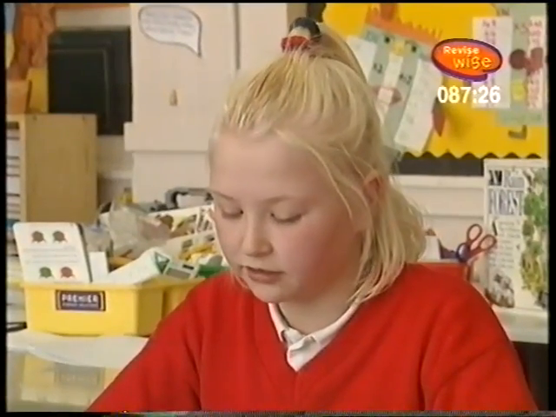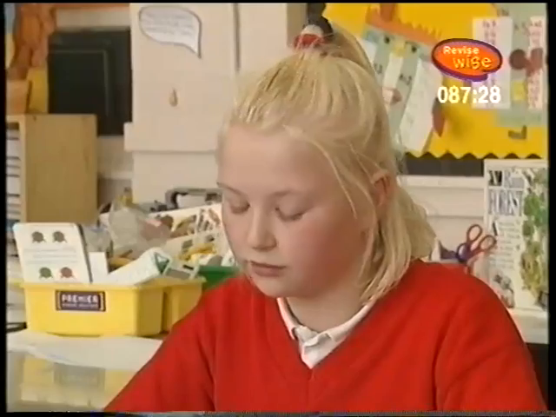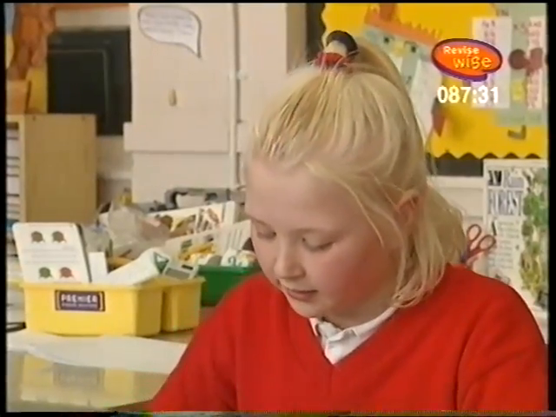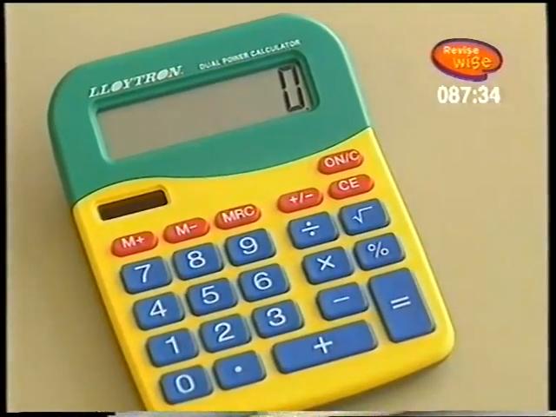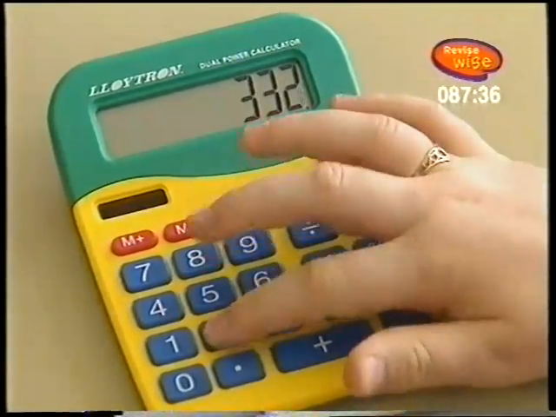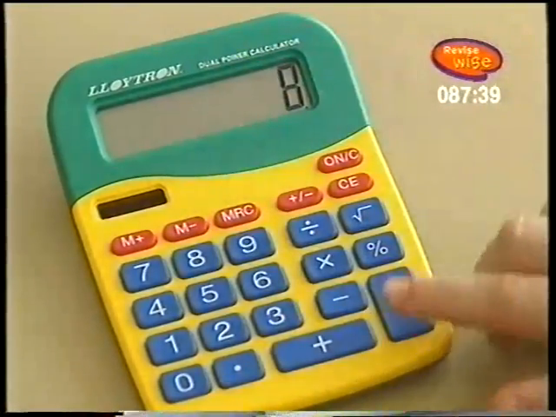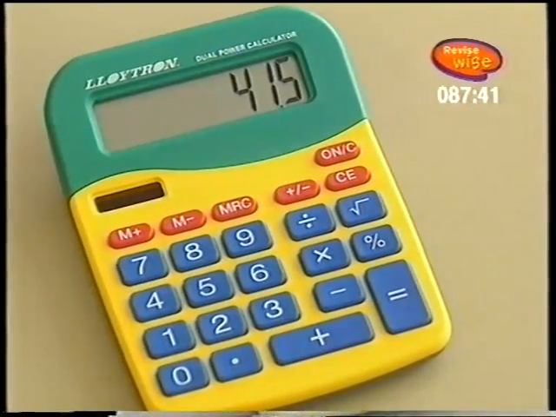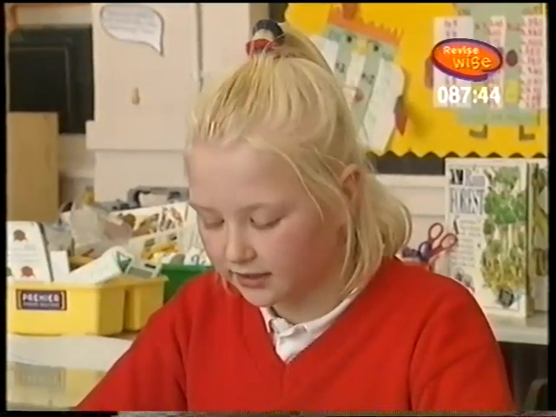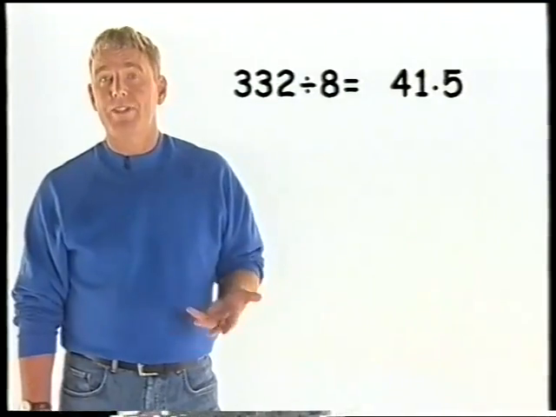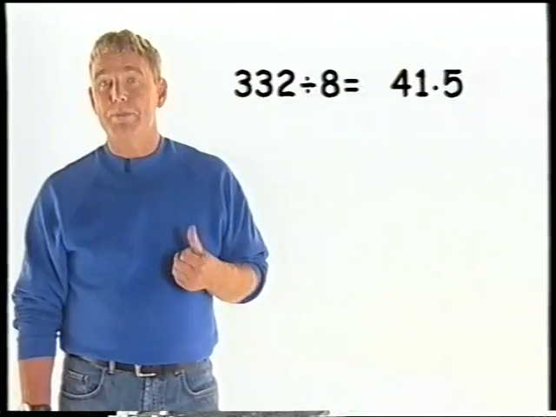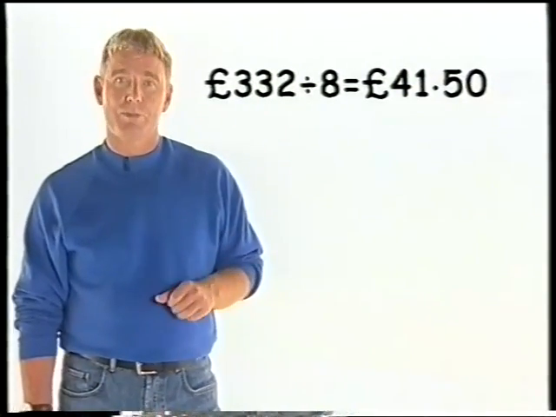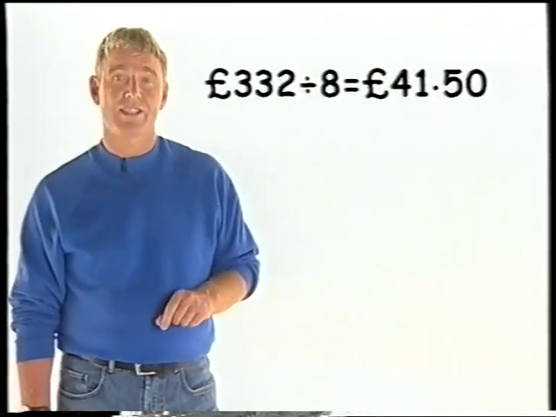My sum is £332 divided by 8. I'll change my £332 to £320 divided by 8, which would be about 40. Now I'd make sure my calculator is clear, and I'd type in 332 divided by 8 and equals, which is 41.5. But because it's money, I'd have to say it's £41.50. So whatever your calculator gives, when you're doing a money problem, always give the answer to 2 decimal places to get the number of pence right.